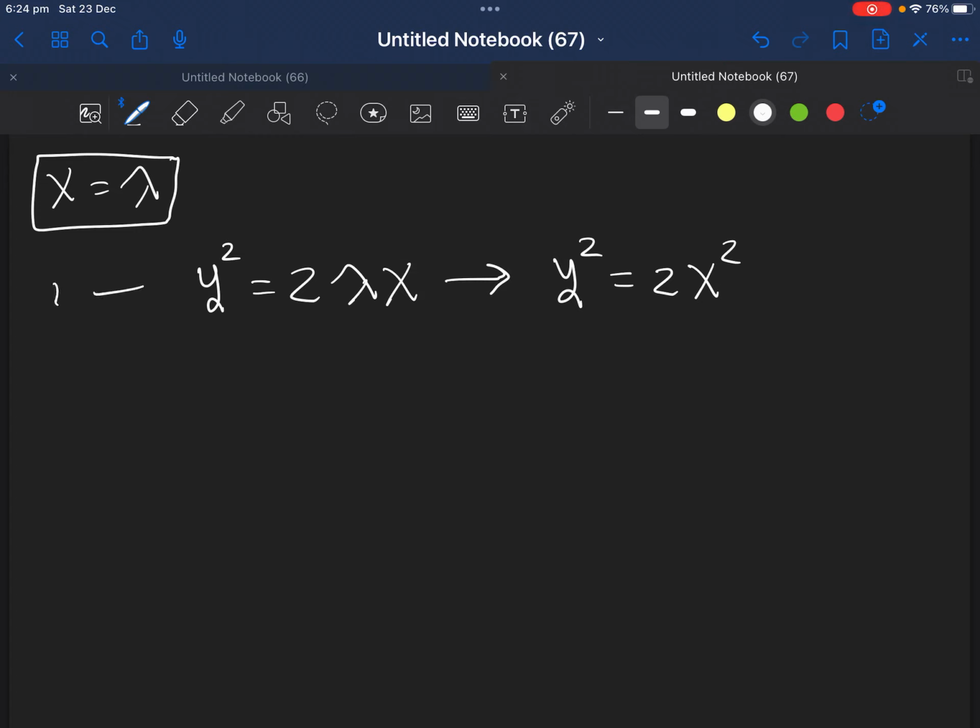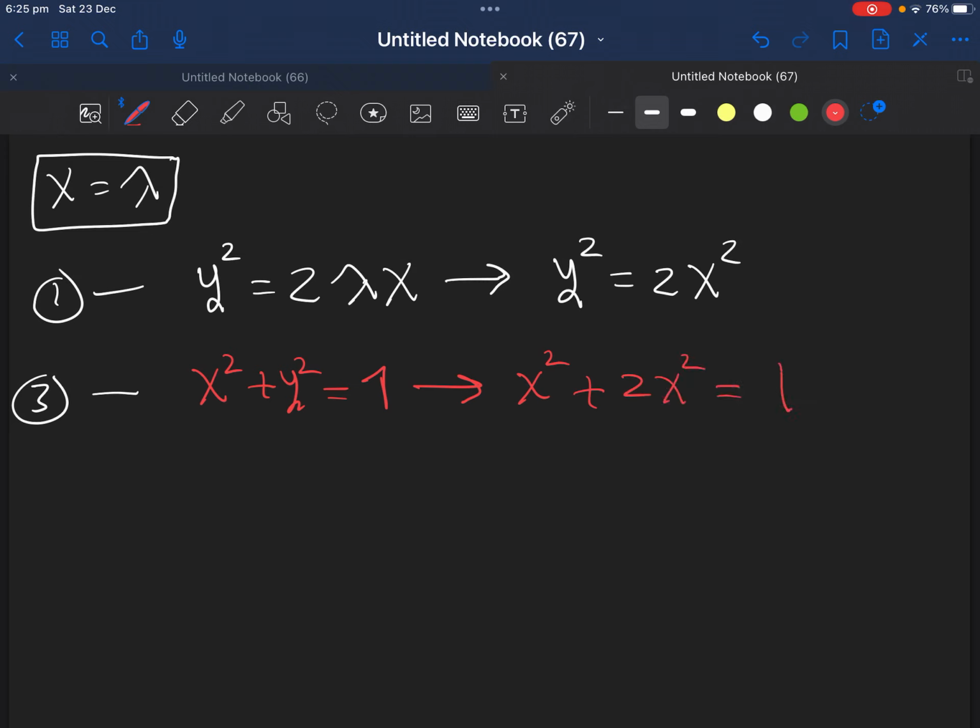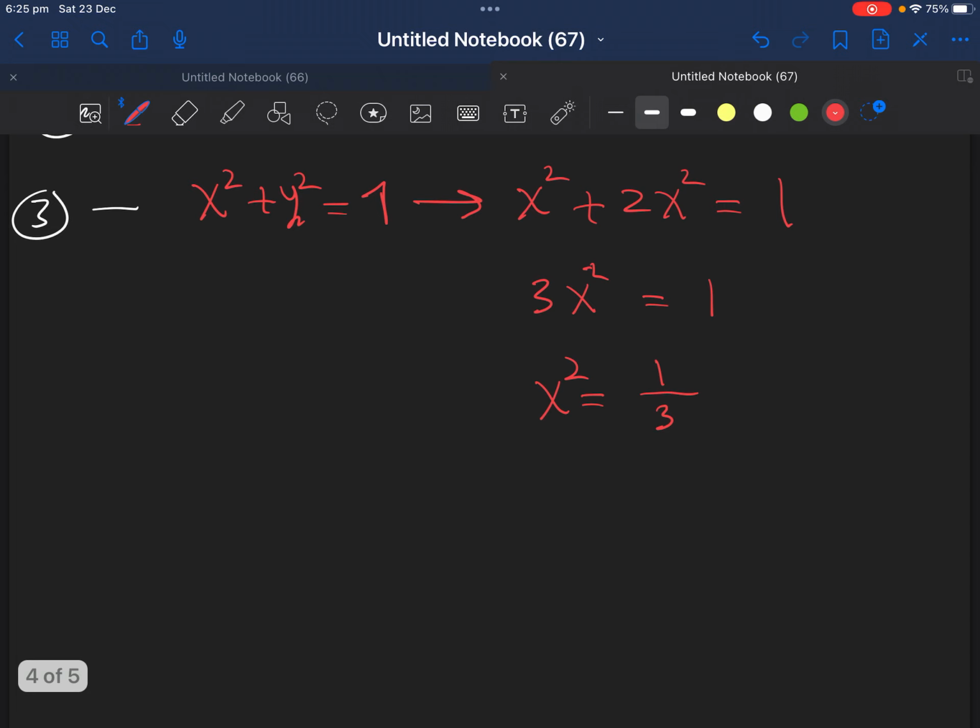And from equation number 3, this is equation number 1. And from equation number 3 now, if we substitute, we get x squared plus y squared equal to 1. This means x squared plus 2x squared equal to 1. This gives me 3x squared equal to 1. This means x squared equal 1 over 3.